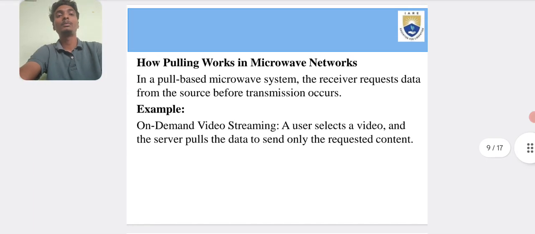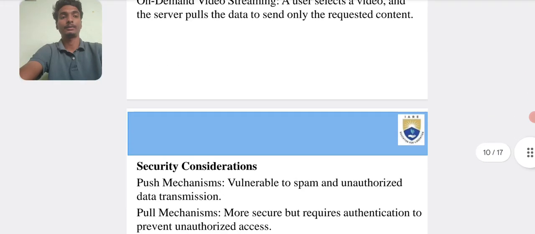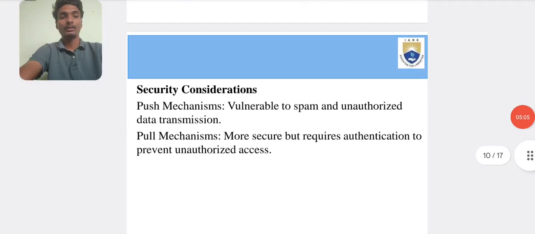Next one is how pulling works in microwave networks. In a pull based microwave system, the receiver requests data from the source before transmission occurs. For example, on demand video streaming. A user selects a video and servers pull the data to send only the requested content.